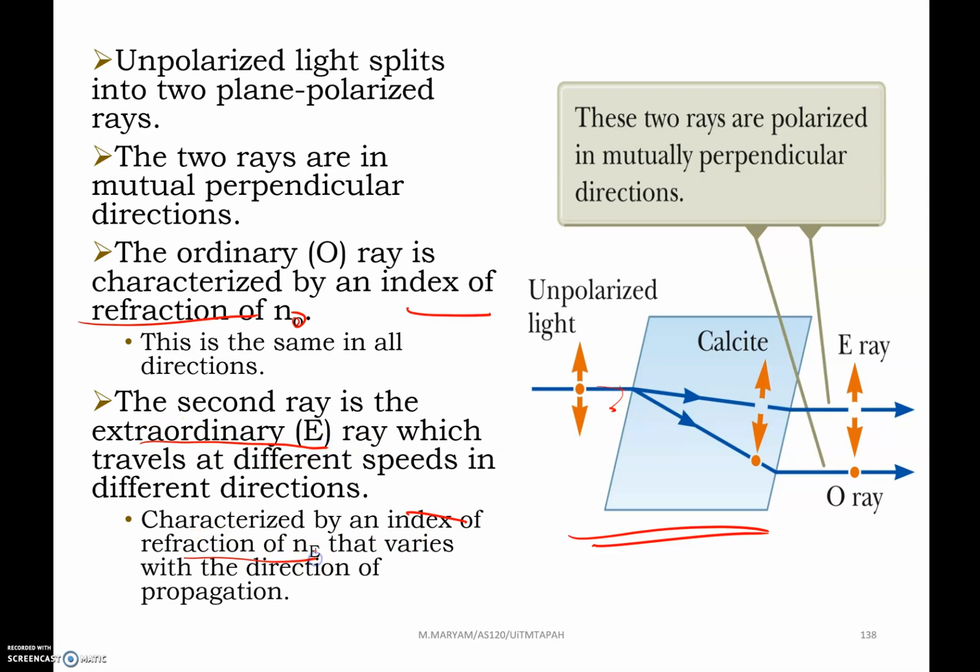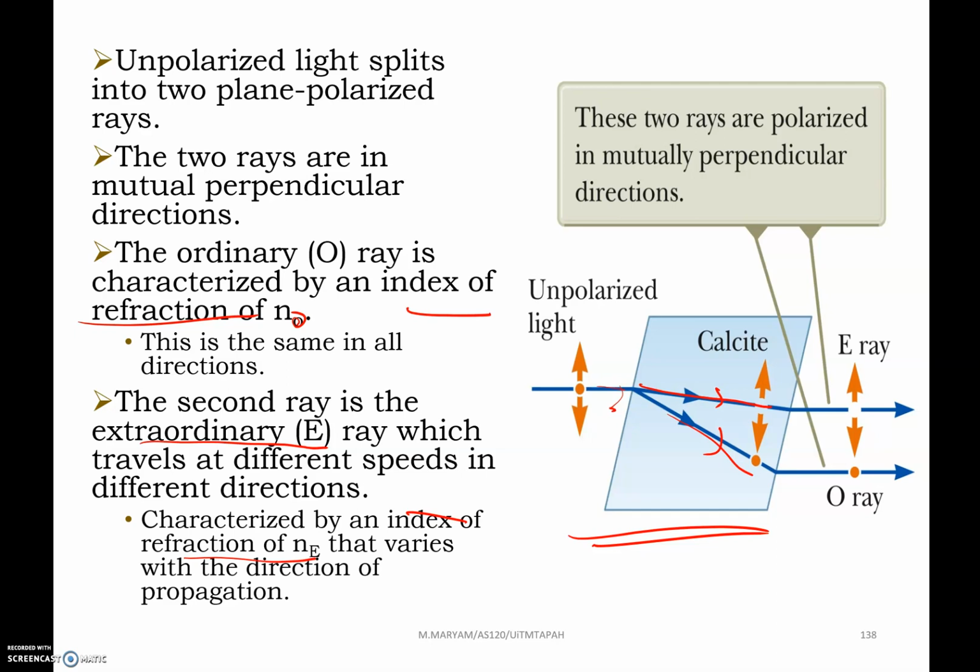Index of refraction NE that varies with the direction of propagation. So there are two directions here: the direction it goes towards the E ray, and the O ray. Both the E ray and the O ray have different indices of refraction, so we call that a birefringent material.